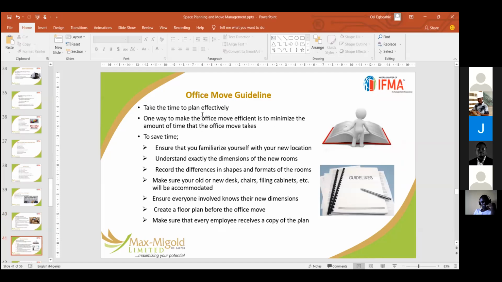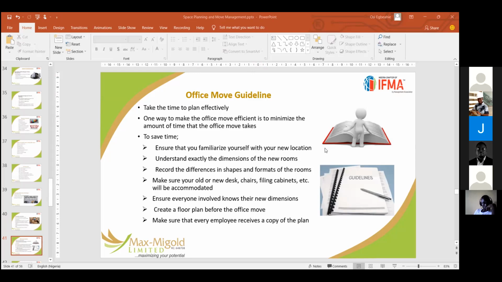Office move guideline: take time to plan effectively. One way to make the office move efficient is to minimize the amount of time the move takes as much as possible. On the day you are doing the movement, you need to minimize the time it takes. The shorter the time, the better for you. That's why I advise that you use a registered move company to help you save time.